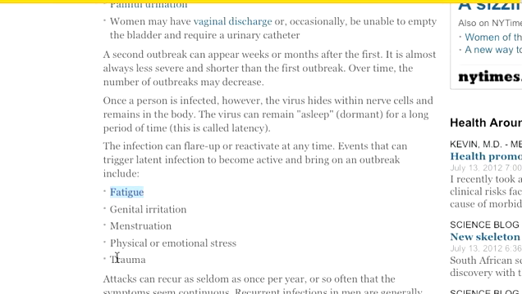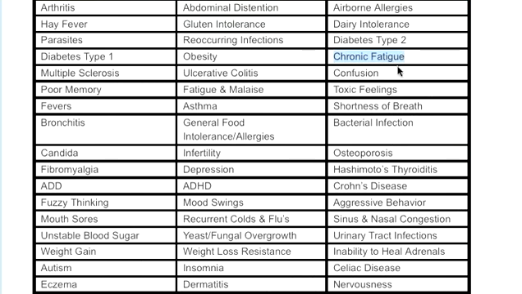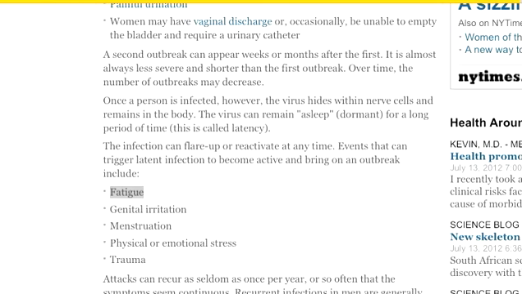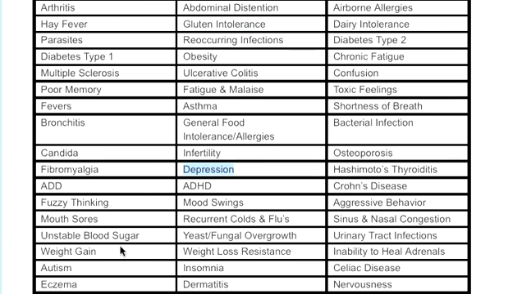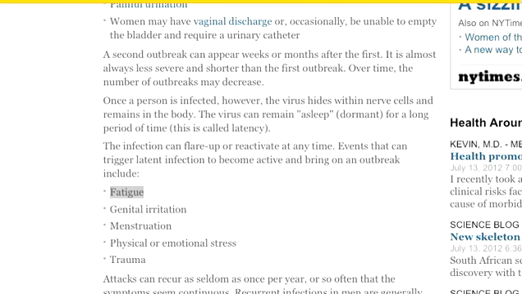Physical or emotional stress. Here we go. Let's go back here. Confusion, insomnia, all of these mood swings, depression, all of these are mental type cases or emotional stress of some sort. Let's go down one more. Trauma.